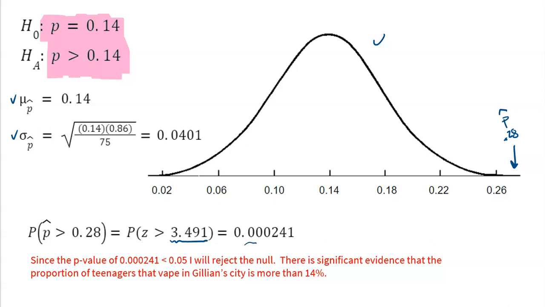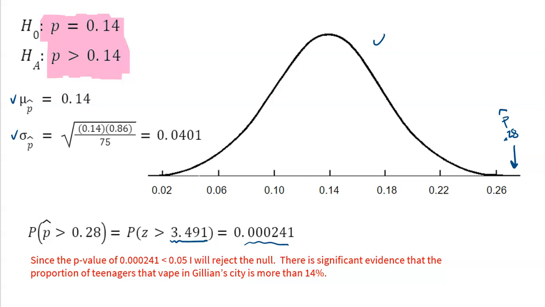And with a very, very low p-value below our level of significance, let's just say we're using 5%, we would reject the null. There is significant evidence that the proportion of teenagers that vape in Jillian's city is more than 14%. Okay, great results of a significance test here.